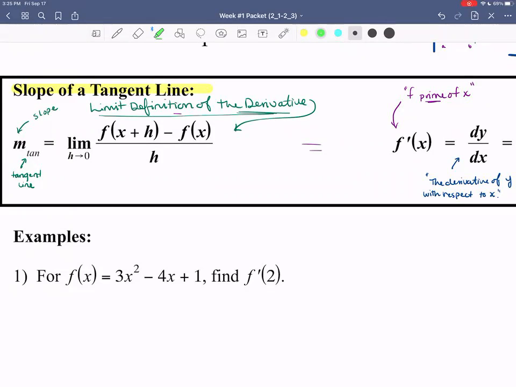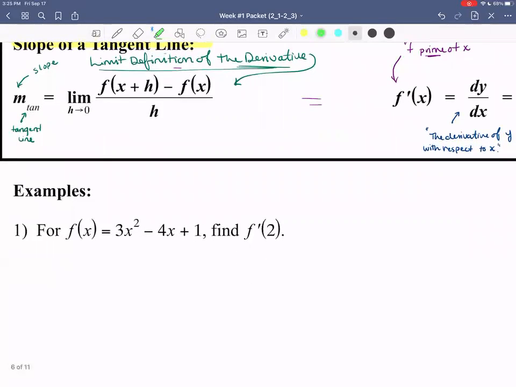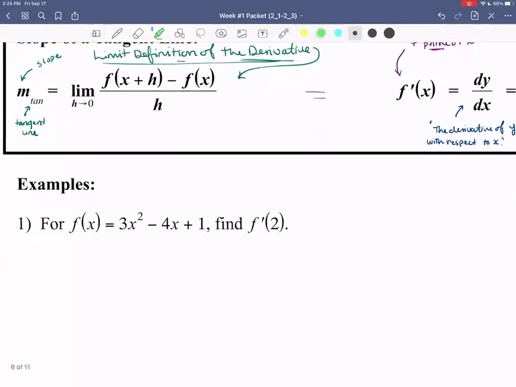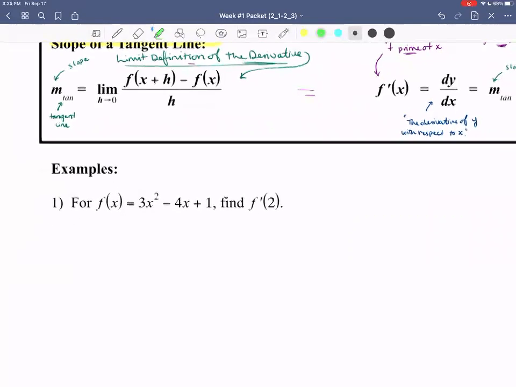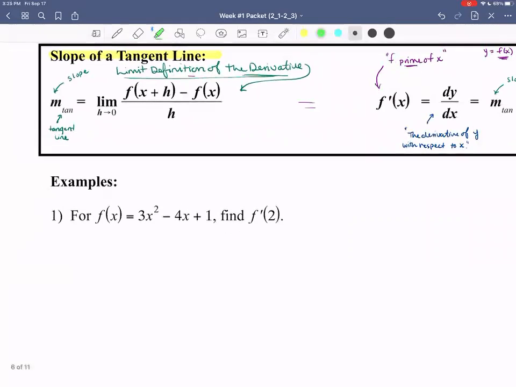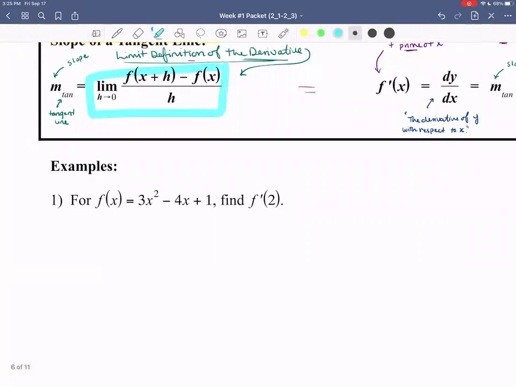So in these notes, we are going to be computing derivatives using this limit definition. And when you're asked in this class to compute a derivative using the limit definition of the derivative, this is the limit you will be computing. So let's see an example. Example 1 says, for the function f of x equals 3x squared minus 4x plus 1, find the derivative of f at 2. In other words, find f prime of 2.